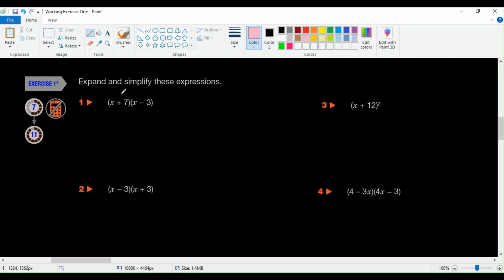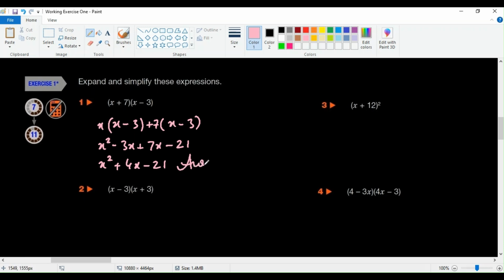So this is exercise 1 star, and in here what we are going to do is the same thing that we have done in exercise 1, but with a little twist in it. Let's see. I will write x minus 3 two different times, and I will write x plus 7 this way. So this is going to give us x square minus 3x and plus 7x, and plus minus is a minus, 7 times 3 is 21. Now this gives us x square plus 4x minus 21 as the final answer for this question.